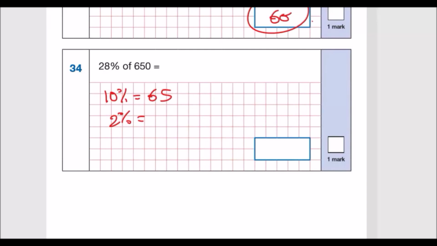Ignore, forget what I'm saying. Let's not make it confusing. Let's find 1%, because it's always easy. This is going to be 6.5, because you divide by 10. That means 2% is going to be double this, which is 13.